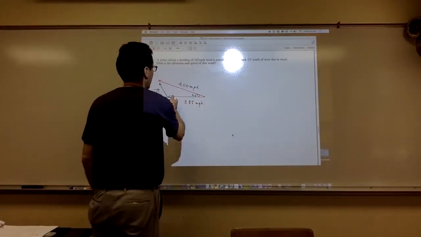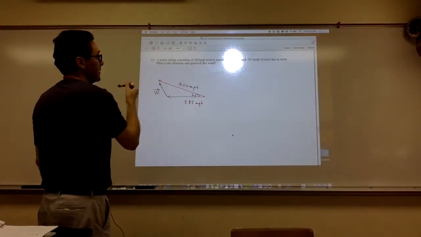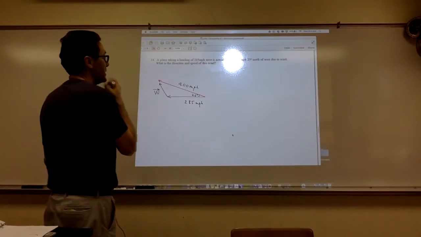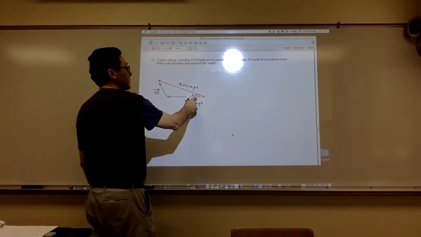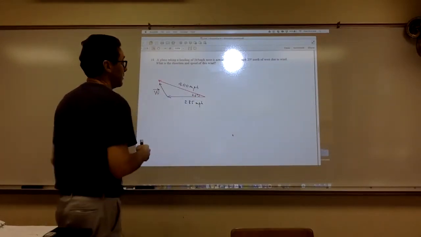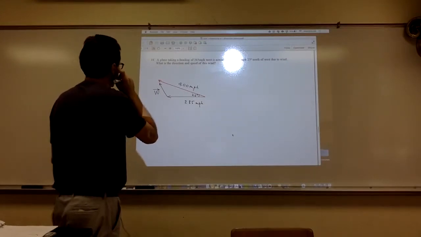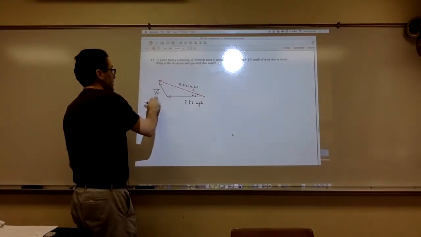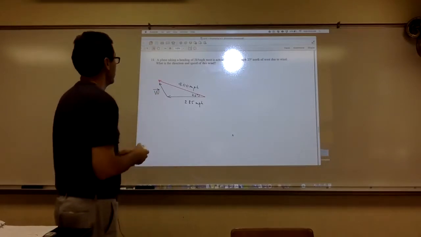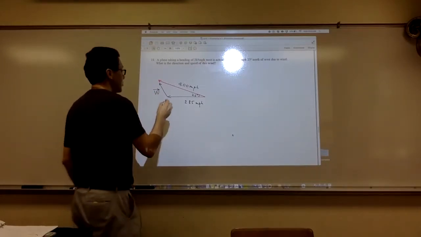There's a plane going west, but because of wind, it ends up going northwest. So there is a 25-degree north of west. That's the direction that the plane is going. And for this problem here, we're trying to find the speed of the wind and the direction of the wind. All right, so we're going to try to do this two ways.